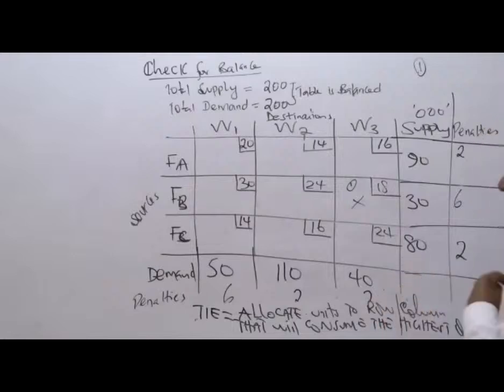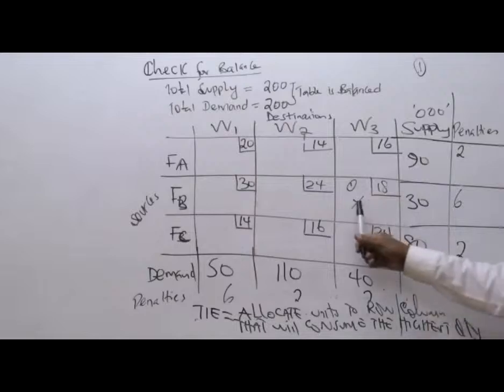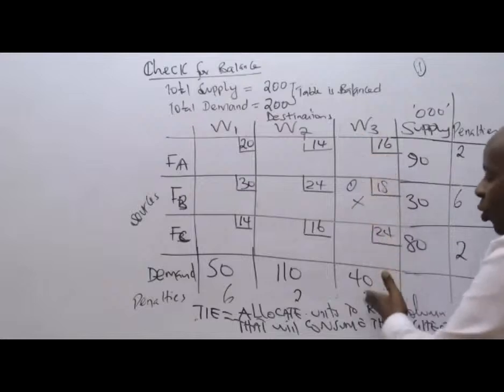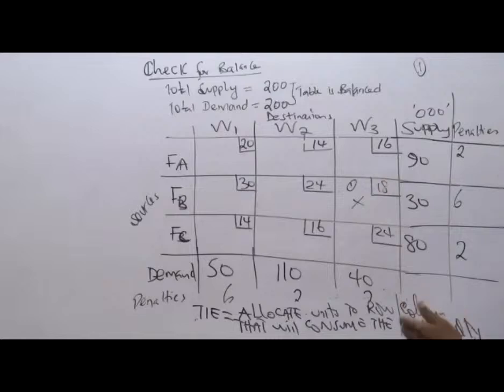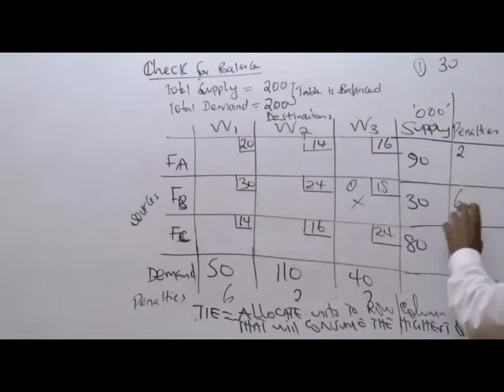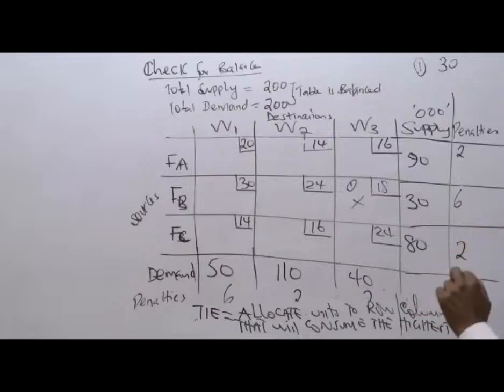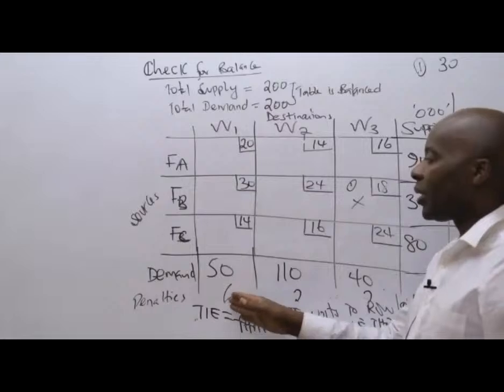So ladies and gentlemen, listen. Here we are comparing between 30 and what here? 40. We are comparing between the supply and the demand, and the lower prevails. And that is why very many students are telling me that this one here that has got a higher penalty of 6, the route can only accommodate 30. Always, you compare the demand versus the supply, and the effective quantity to be placed in a cell will be the lower.